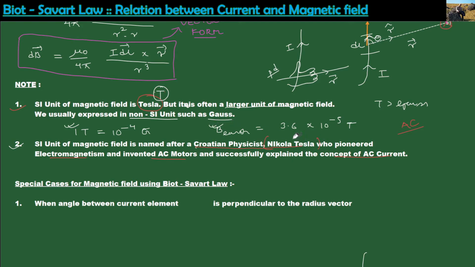Okay, it will generate a magnetic field. Then this is the value of the magnetic field of the Earth. But the magnetic field of the Earth is tremendously small, which is equal to 3.6 × 10 to the power minus 5, which means that over here, if I want to express this in Gauss, I can do that.